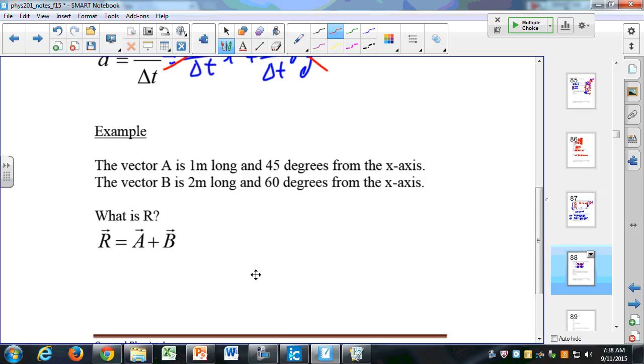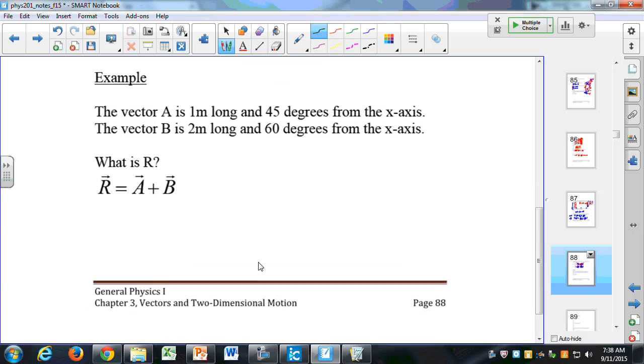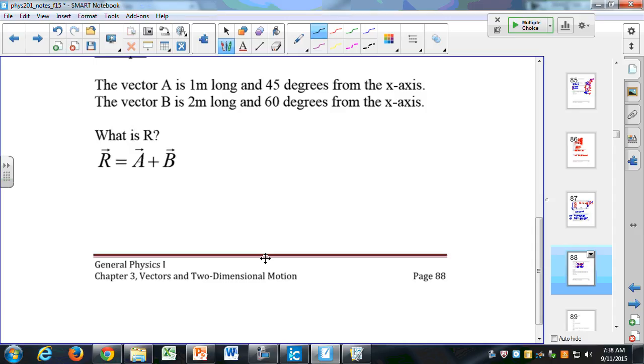I have two vectors, a vector A and a vector B. I always like to draw them out first. I want to know the vector R equals A plus B. So I'm just going to sketch it out. I find this to be helpful. I'll draw vector A in blue. Vector A looks like this. It's 1 meter long, and it's 45 degrees from the x-axis. And then vector B is 2 meters long and 60 degrees from the x-axis.